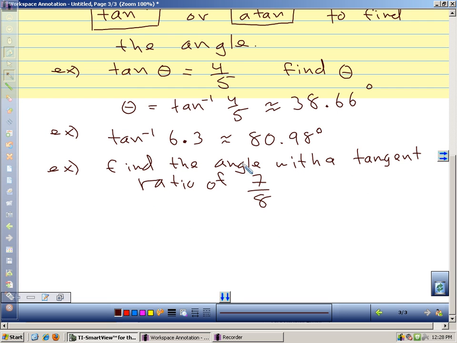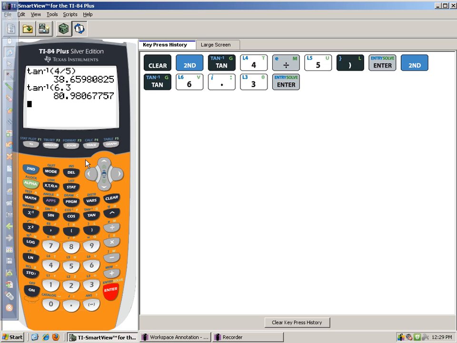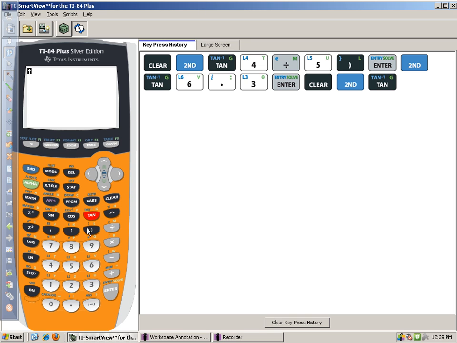So the problem asks us to find the angle. To find the angle, we use the inverse tangent button. So we're doing the inverse tangent of 7/8. And we'll go to the calculator, the inverse tangent of 7/8. So I'm doing inverse tangent. I'm going to do 7 divided by 8. And I get about 41.12 degrees.